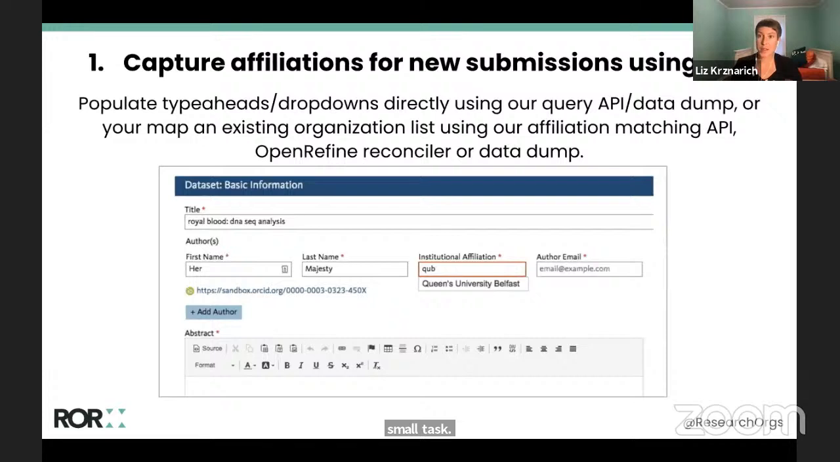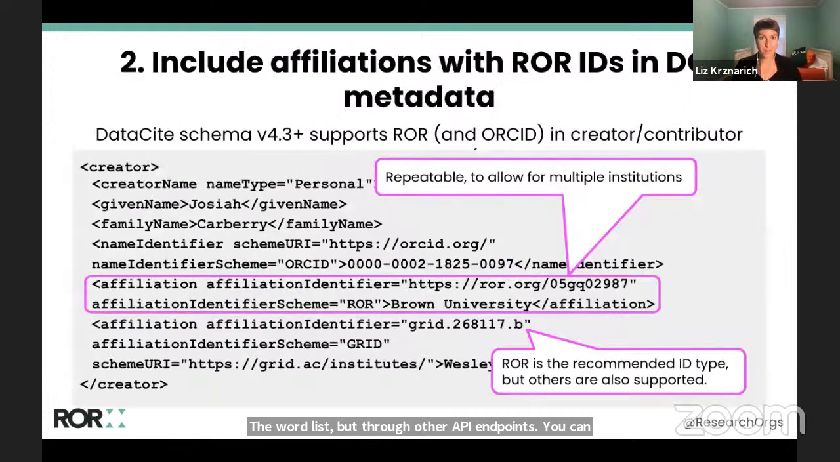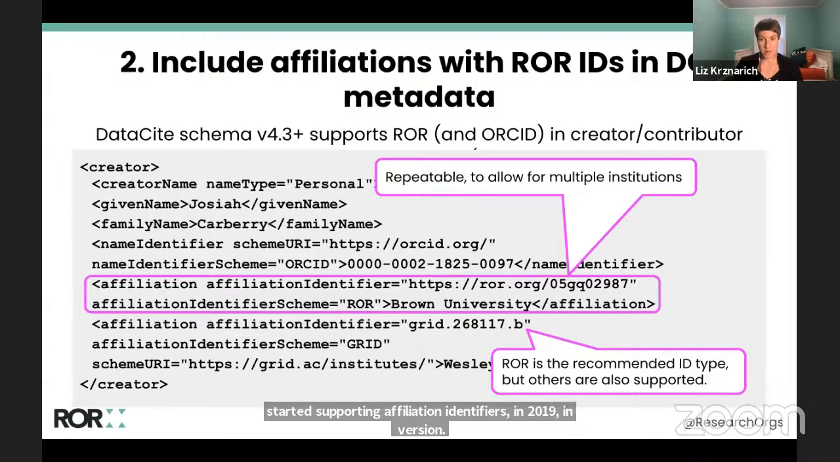So depending on how those items are getting submitted, this example shows a drop-down menu that's populated by the ROR list, but through our other API endpoints, you can also match organization information in other ways. And then the next step would be including those ROR IDs in, for example, DOI metadata. And we at DataCite started supporting affiliation identifiers in 2019 in version 4.3.